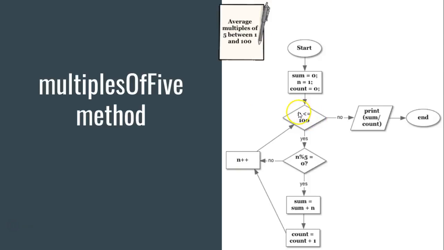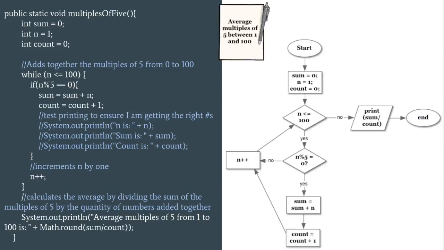And so then finally, my final test is going to, as soon as it gets to 101, because it's going to go through positive when it's 100. When it's 101, it's going to say no. And it's going to print the sum divided by the count. So it's going to have everything totaled, and it's going to divide it by the count, and then my program's going to end. So let's see what it looks like when I coded it.